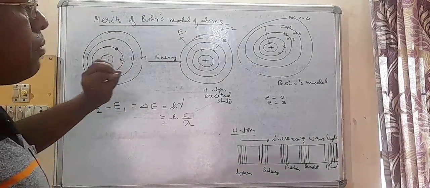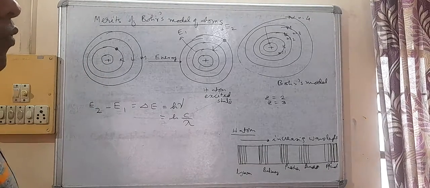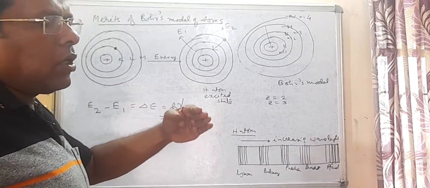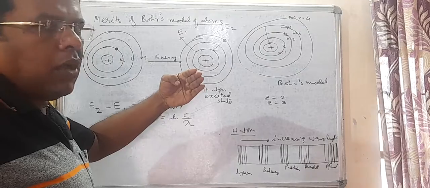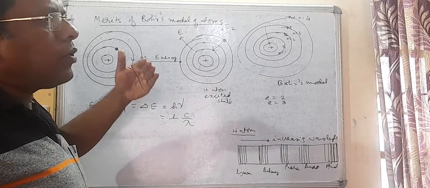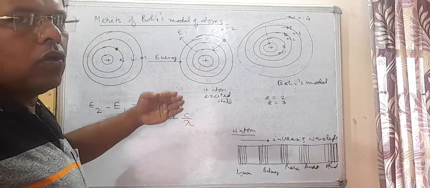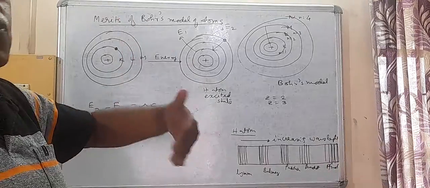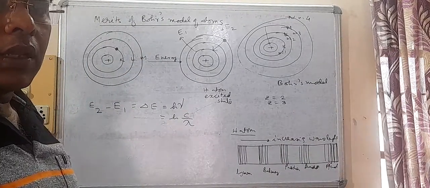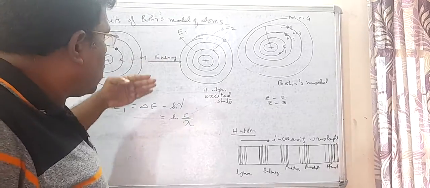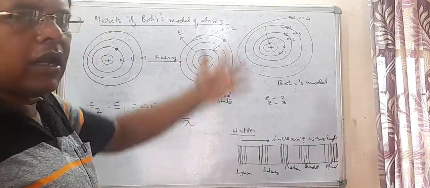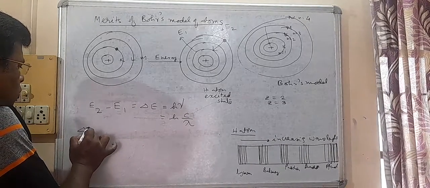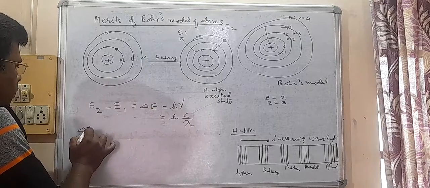Now, since there are many hydrogen atoms, suppose in some hydrogen atom, it will get excited to, say, the second quantum level. In some other hydrogen atom, it gets excited to the fourth quantum level. In some other hydrogen atom, it gets excited to, say, the 10th quantum level. So the excitation can take place to different levels. That means we will get different values of delta E.